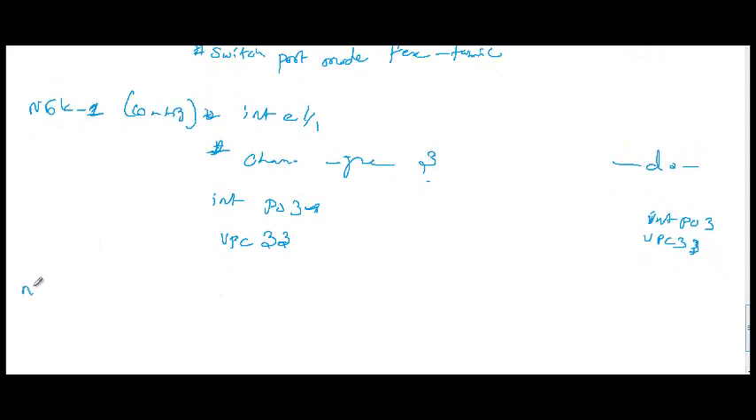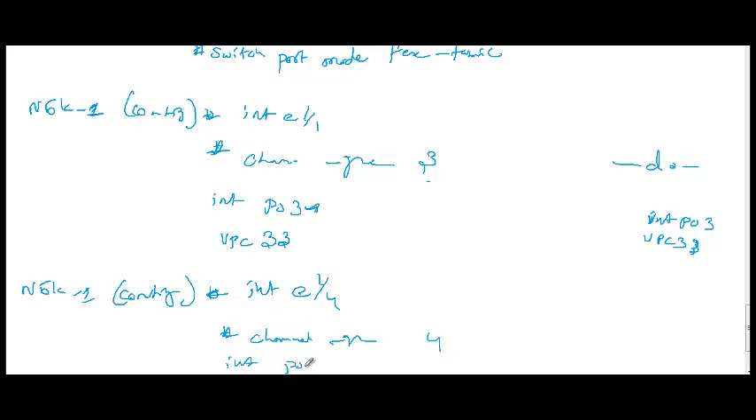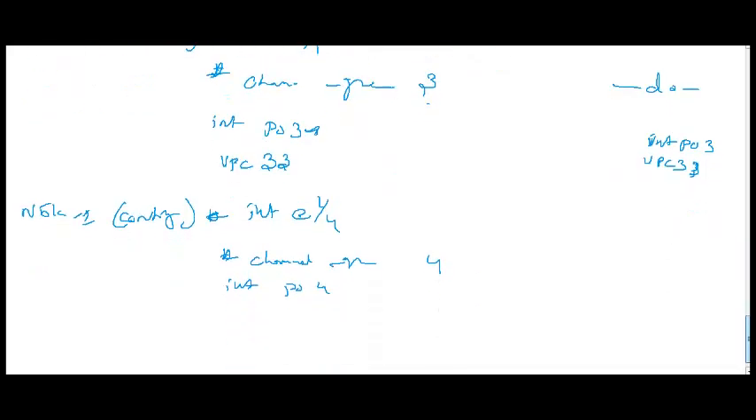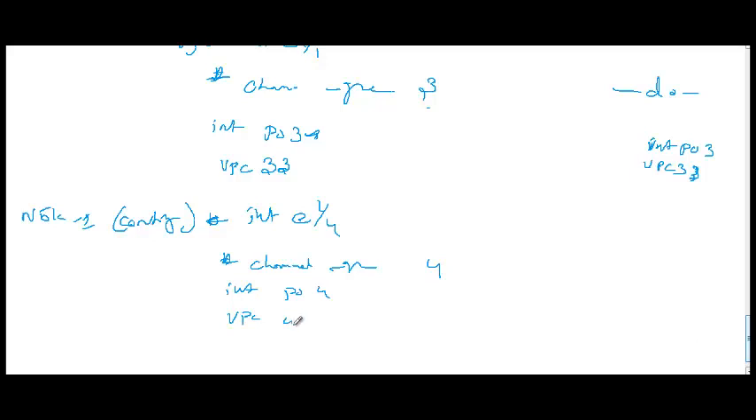So I'll say N5K1 config, interface Ethernet 1/4, I think we got 4 there, and then channel-group 4, interface port channel 4. Inside the port channel I'll say VPC 44. Same command, same configuration on both sides. That's it. That's all we need for the exam.